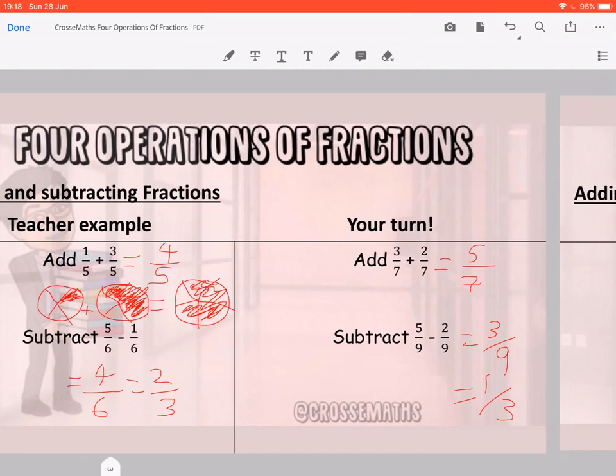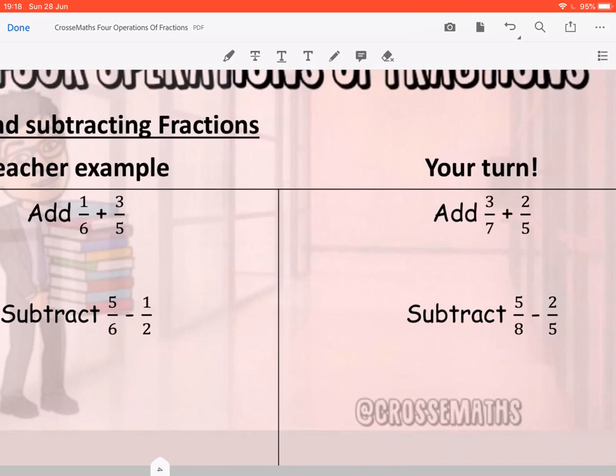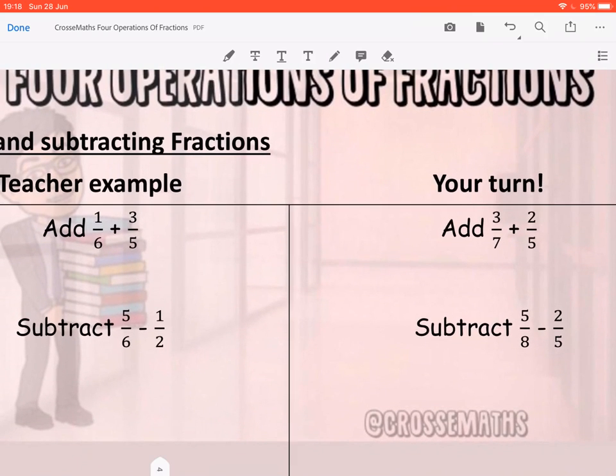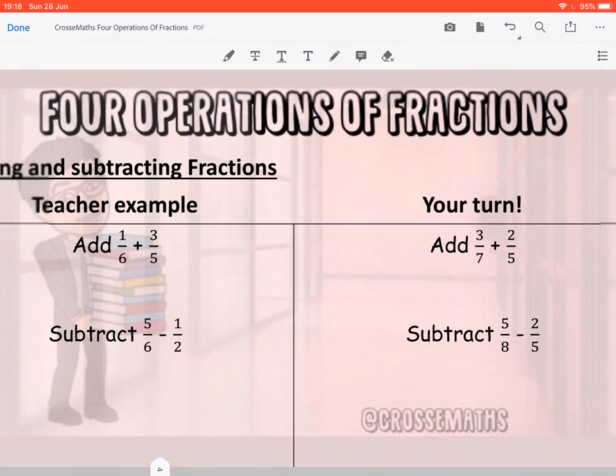Right guys, so what I'd like you to do, have a look at some more difficult ones now. One of our key rules was the bottom numbers have to be the same. The ones I've put in front of you now, the bottom numbers aren't the same, so we're going to have to do something different to make them the same number. So the ones on the left hand side.